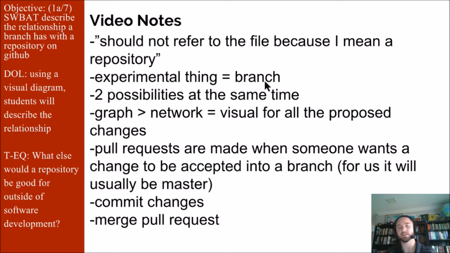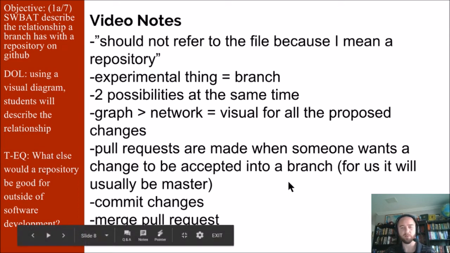It says here an experimental thing is a branch. So if there's a possible change that can come, a branch is going to be created. So there's two possibilities moving forward with that version. Right here, he's just giving you some directions on what to do when you're on the website itself. I'll leave that for him to explain.